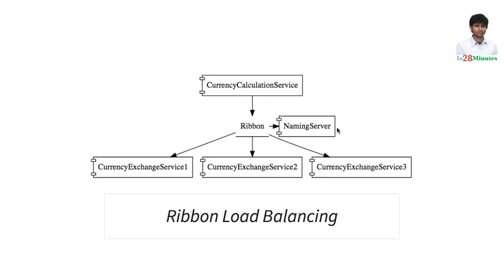I hope you had a wonderful experience doing the course Microservices with Spring Boot and Spring Cloud. In the course, we talked about the fact that whenever the currency calculation service needs to talk to the currency exchange service, it would talk to the naming server, find out what the active instances are, and Ribbon would be used to distribute the load among the active currency exchange service instances.